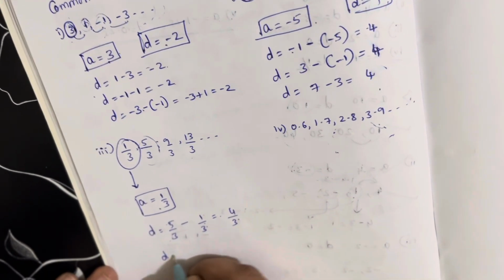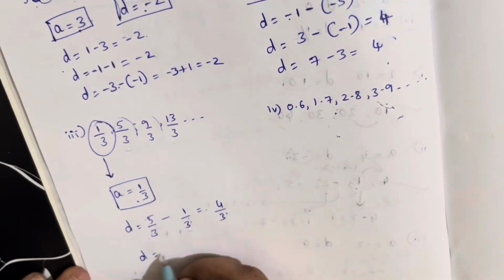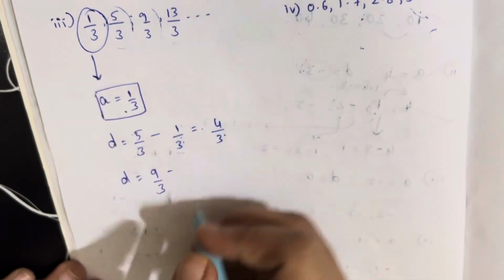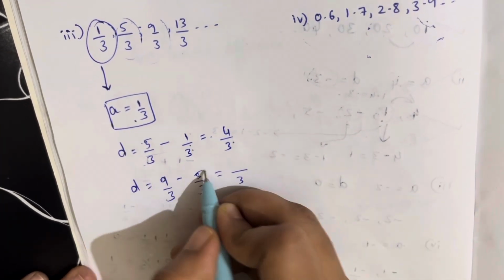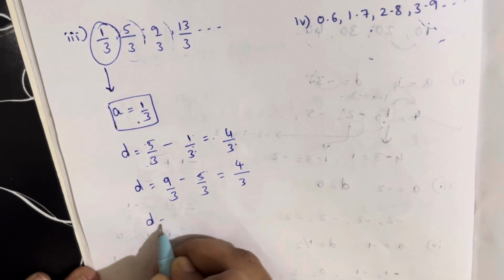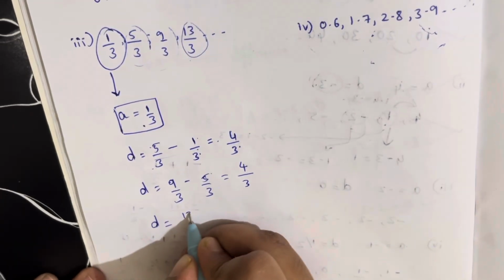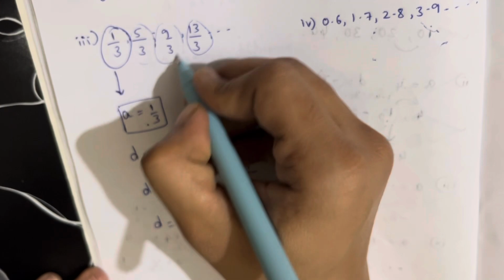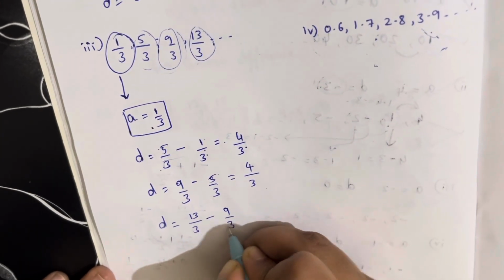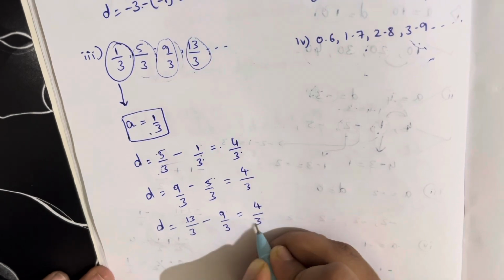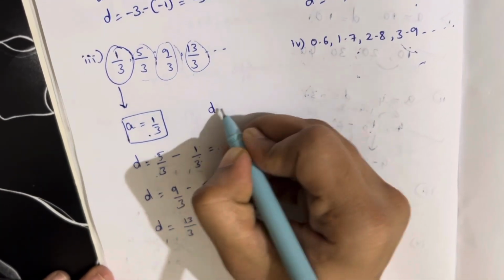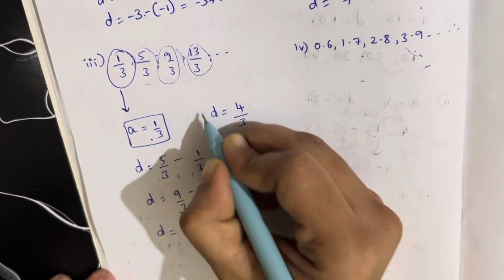Now 9 by 3 minus, what is this? 5 by 3. Common denominator, 9 minus 5, 4. Then 13 by 3 minus 9 by 3. What will it be? 13 minus 9 is nothing but 4. 4 by 3. There is a common difference. So D equal to 4 by 3.